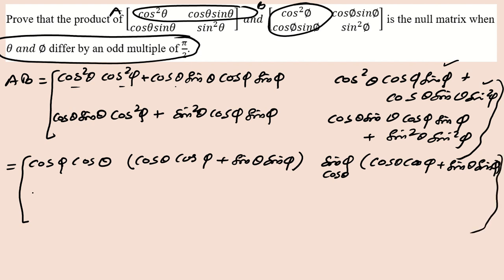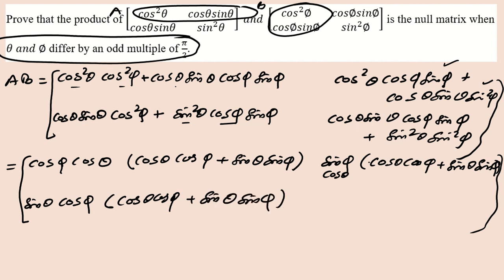Now next, here what can you take common? We can take cos phi and sin theta common. So it will be sin theta cos phi common. In the bracket you will get cos theta cos phi plus sin theta sin phi. Then here what can we take common? We can take sin theta sin phi common. In the bracket you will get cos theta cos phi plus sin theta sin phi.